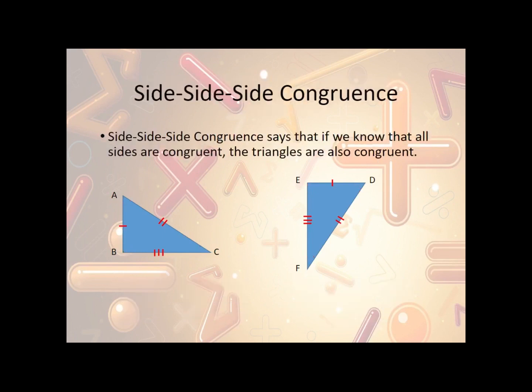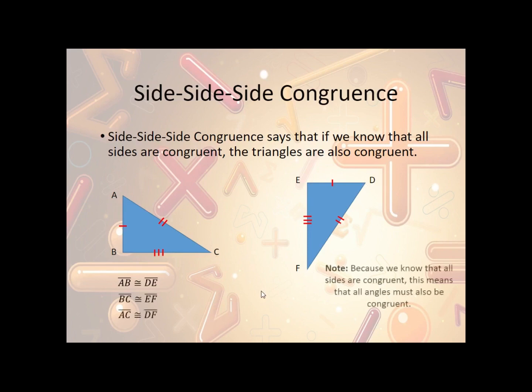Now let's take a look at side-side-side congruence. And what side-side-side congruence says is that if we know that all the sides are congruent, then the triangles must also be congruent. So again, we can say that AB is congruent to DE. We could say that BC is congruent to EF, and AC is congruent to DF. Therefore, we know that the triangles must be congruent because all of the sides are congruent. So because of side, side, side, we know that triangle ABC is congruent to triangle DEF.